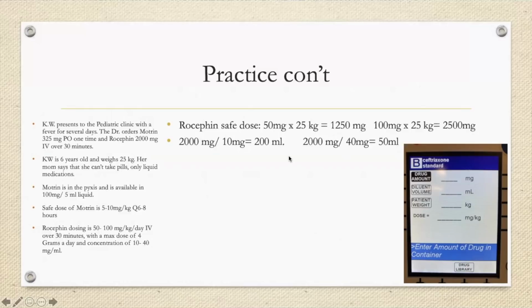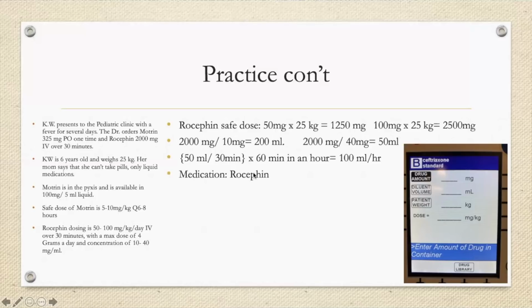This facility actually has the Rocephin in a 50 milliliter syringe and sends it up. It's supposed to be over 30 minutes. So we are going to give 50 milliliters divided by 30 minutes, and then we're going to multiply that times 60 minutes in an hour. So our rate is going to be 100 milliliters an hour.